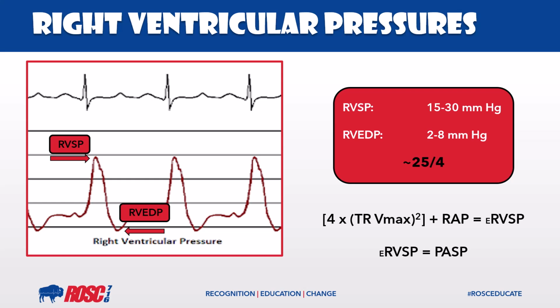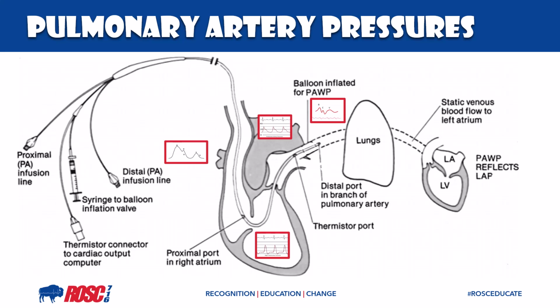There are inherent flaws of echo-derived right atrial pressures, as we've already discussed. In addition, any error in measurement of my max jet velocity off my tricuspid regurgitation is actually squared. It amplifies, it multiplies my error. So in my opinion, there's a moderate risk of error. Next, let's move on to our pulmonary artery pressures.